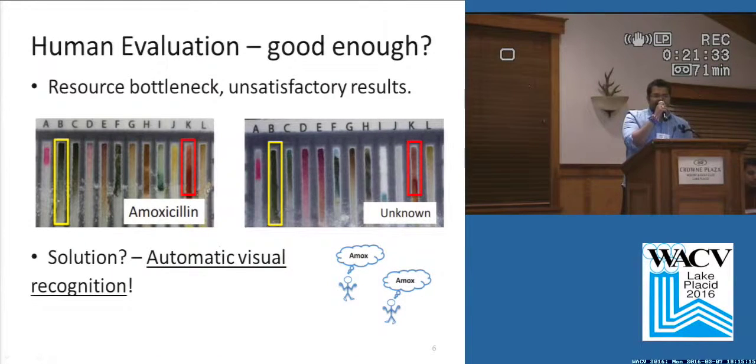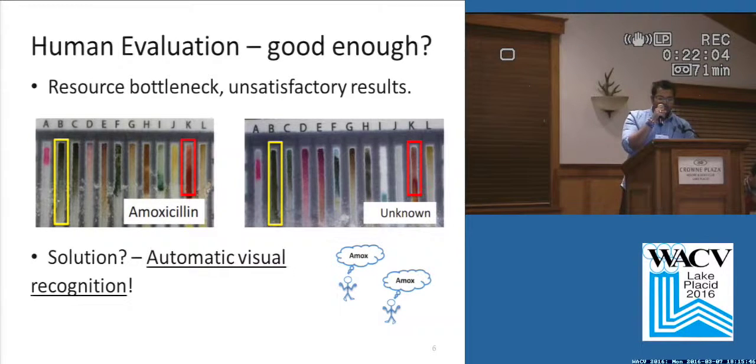Currently in Africa, there are trained human users who look at the cards and say if it's fake or real. But as you can see from this example, there are subtle differences between an unknown card and a template for a known drug. So the human user gets confused, leading to unsatisfactory results for detection. Also, this is a resource bottleneck because training individuals takes a lot of time and effort.